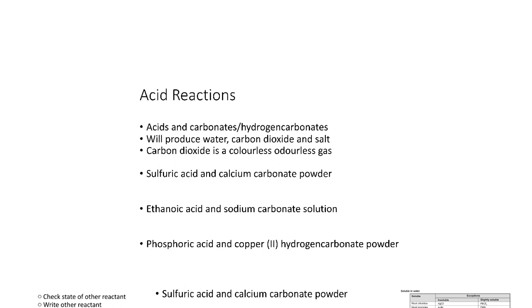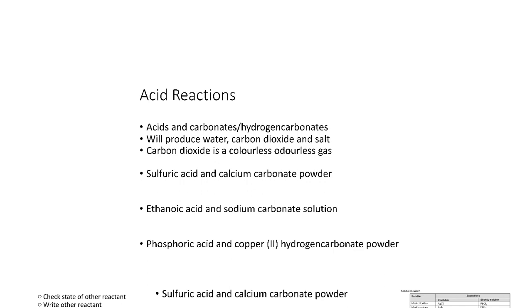Okay, so this is the second type of reaction. Okay, we dealt with acids and hydroxides and oxides. Now we're dealing with acids and carbonates and hydrogen carbonates. They will produce water, carbon dioxide, and the salt. So remember, salt is always there. Water and carbon dioxide are the two new other products. Carbon dioxide is a colorless, odorless gas.